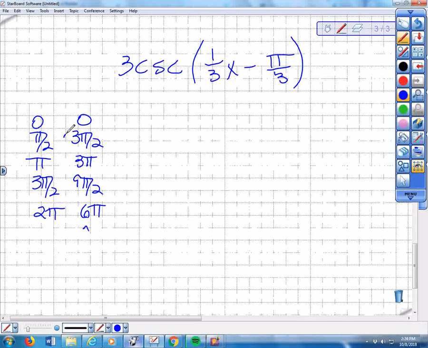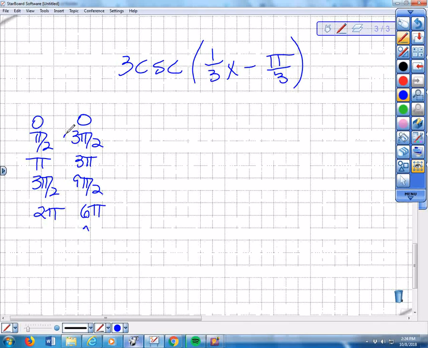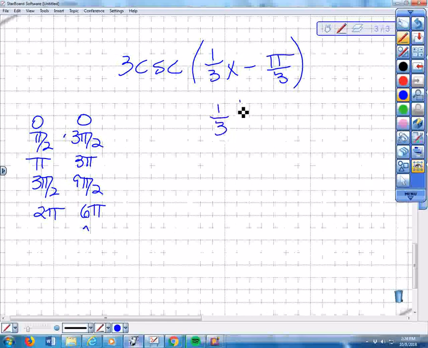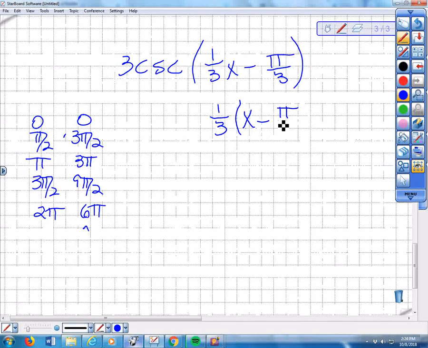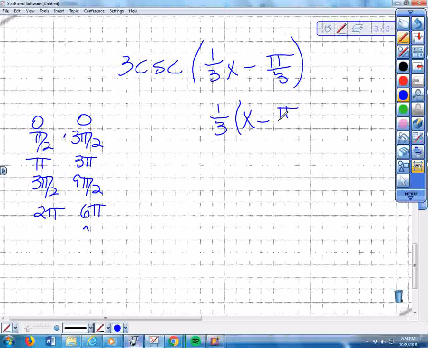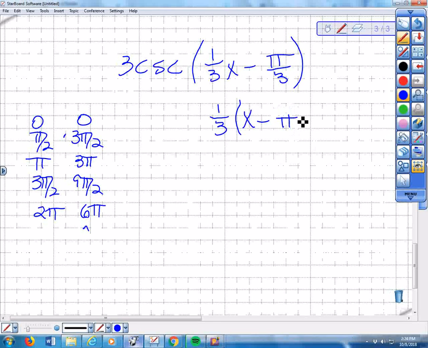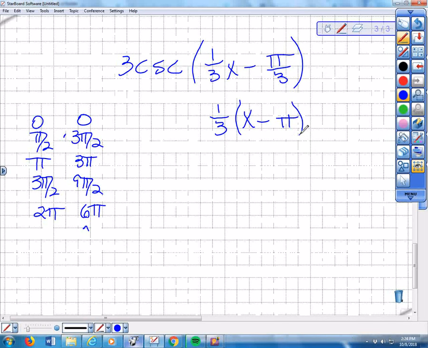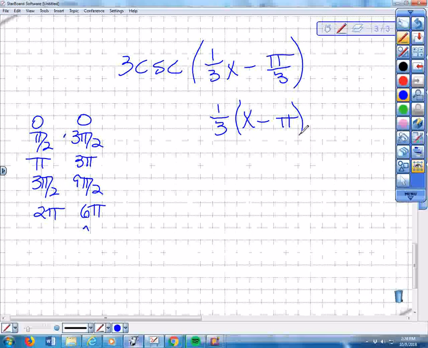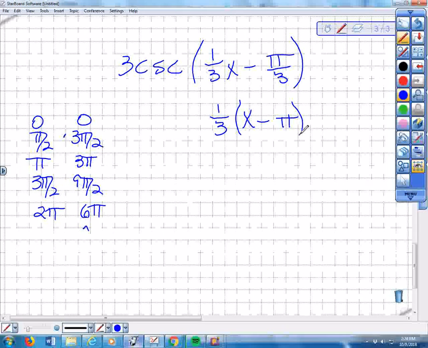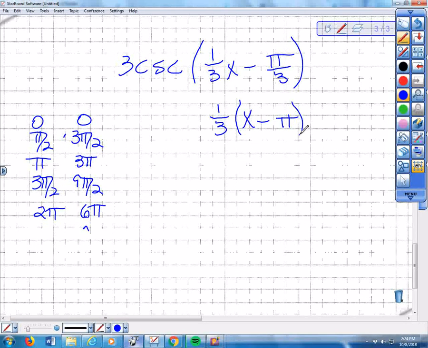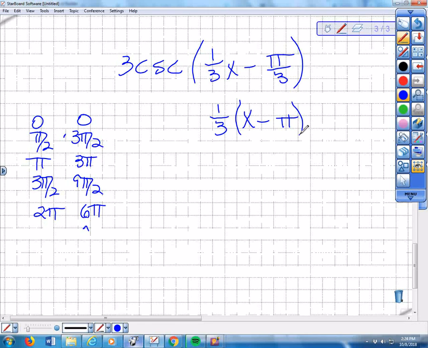What's my shift? Factor it out and then check yourself. If you just put it back in, 1/3 x minus pi over 3. Okay, so it's going to shift pi units to the right.